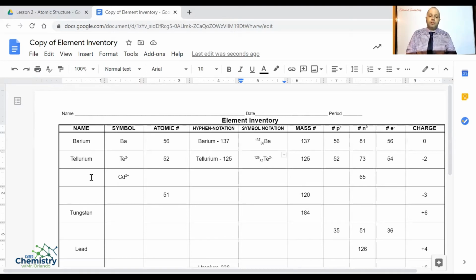Let's take a look at our next example. So if we look at the periodic table and we find the element with the symbol Cd, we'll find that we have cadmium.